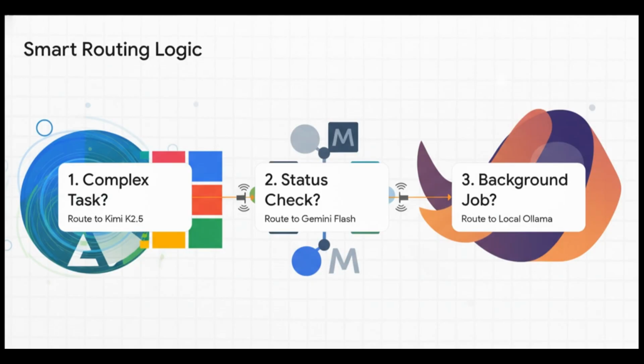So your new smart router, it's just asking 3 simple questions. Number 1, is this a really complex task? Boom, send it to Kimi. Number 2, is this just a simple little status check? Great, Gemini Flash gets the call. And number 3, is this a basic background job? Perfect, offload it to your local Ollama model for free. That's it, that's your entire decision tree.